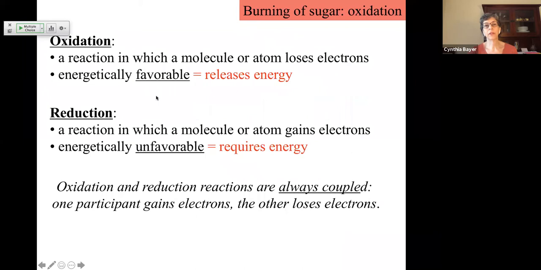So what do we mean by oxidation? Oxidation is when a molecule loses electrons. This occurs in the presence of oxygen. That's what we call oxidation. But the atom or a molecule is losing electrons. This is an energetically favorable reaction. Energy is released. This has to be coupled with a reduction in which another molecule gains those electrons. That on its own is an energetically unfavorable reaction. It requires energy. And we're always going to see oxidation reactions and reductions coupled with each other. Somebody's got to gain the electrons, taking electrons from another molecule.